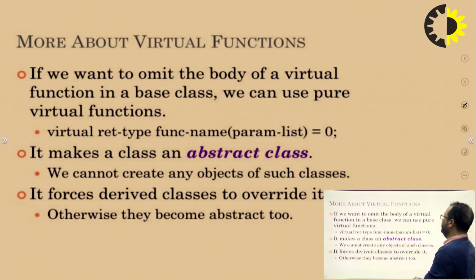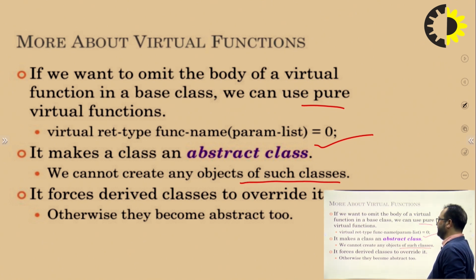So, if we want to omit the body of a virtual function in a base class, we can use a pure virtual function like this. We can simply assign 0. There is no definition, so this becomes the pure virtual function. It makes a class an abstract class. We cannot create any object of such classes. It forces the derived class to override it, otherwise the derived class becomes abstract too.